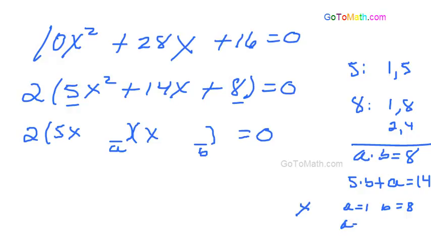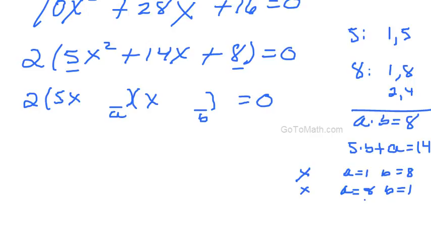But what if A is 8 and B is 1? Let's check that out. 5 times 1 is 5, and 5 plus 8 is 13. That's close, but close only counts in horseshoes and hand grenades. Remember that.